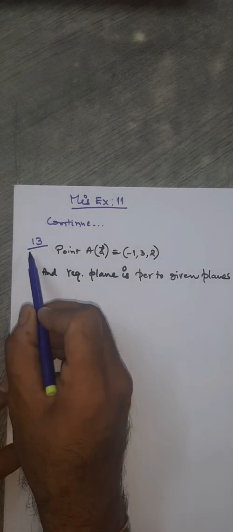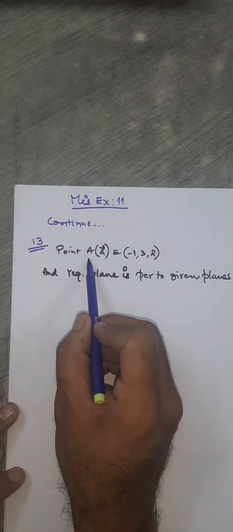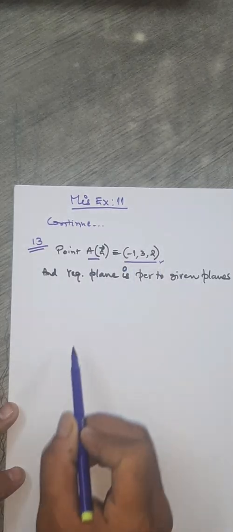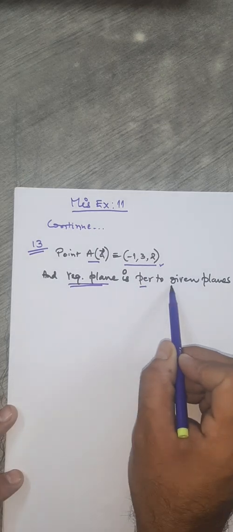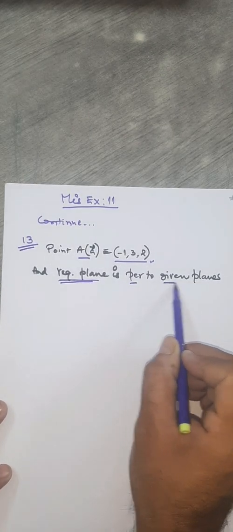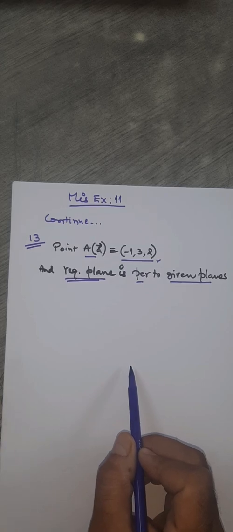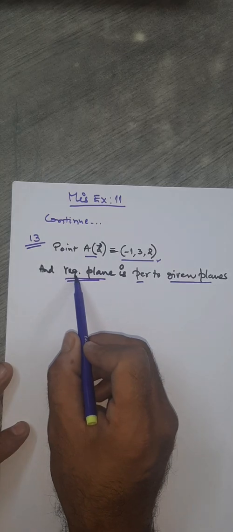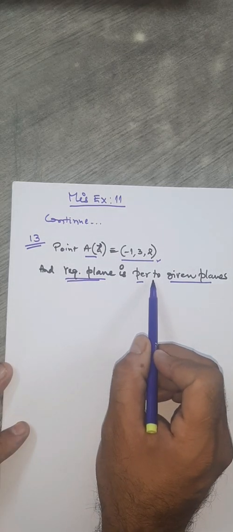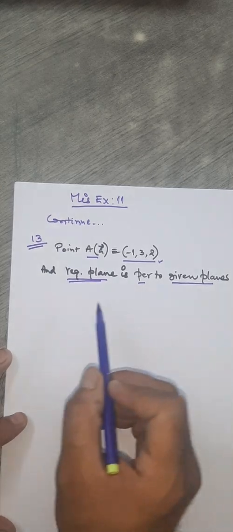Miscellaneous exercise 11. We continue with question number 13 here. There you are given one fixed point and you want the plane. So the required plane is perpendicular to the given two planes. Now you know that, therefore, the normal to the required plane must be the cross product of the normals of the given two planes, right?